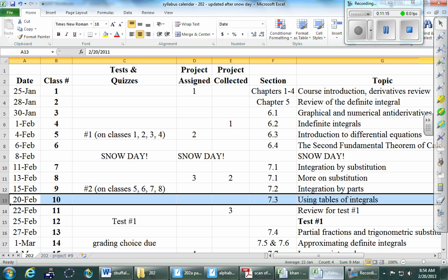Next class, a couple of things are happening. Number one, the project is due. Project 3 is due next class. This is the one with 4 different area calculations. I encourage you to check your answers with other people in this class and the other section.